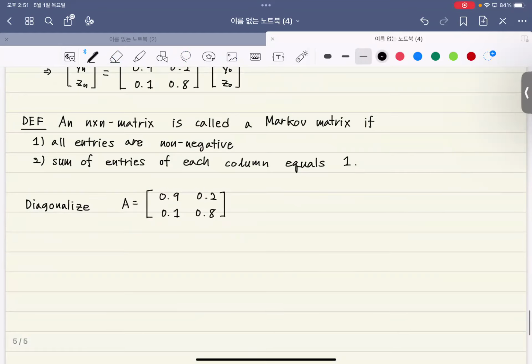Well, so spending enough time and effort finding and solving the characteristic polynomial, I can find two eigenvalues, lambda 1 and lambda 2. One has eigenvector 2 and 1, and the other has eigenvector 1 and minus 1.